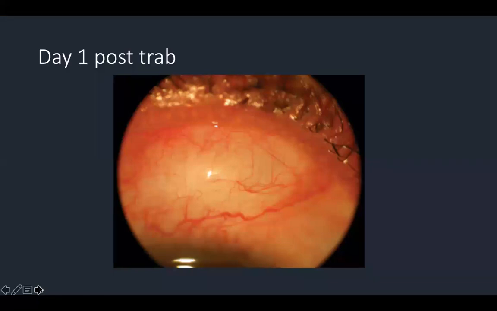First, we have the options. We have an anti-aqueous suppressant, a bandage contact lens, or a pressure patch. Steroid, we can decrease the frequency of steroid to allow for healing. These are the main management.